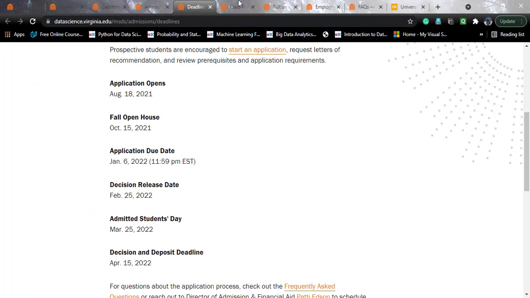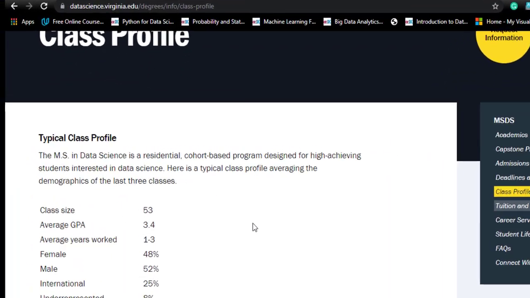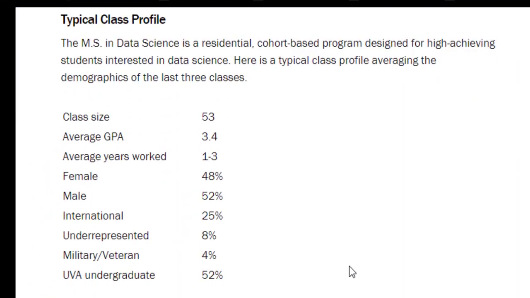Now, if we talk about the class profile, for the past 3 years, this is what the typical class profile looks like. The average class size was 53 over the past 3 years, and the average GPA was 3.4 out of 5.